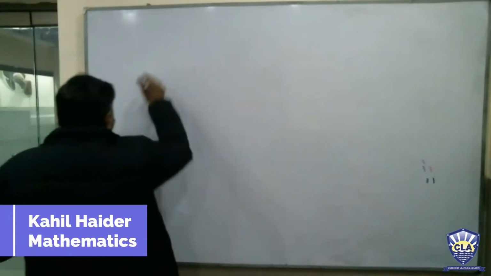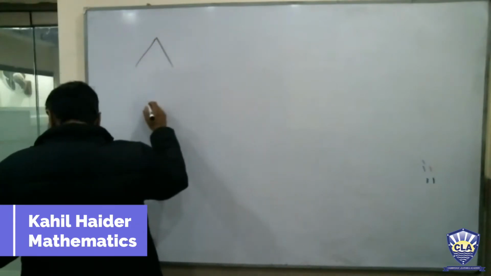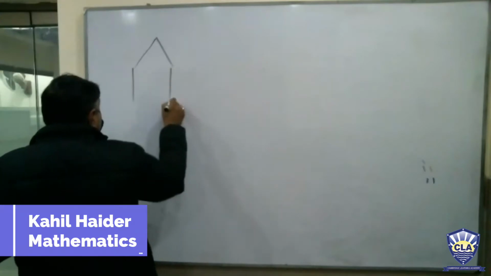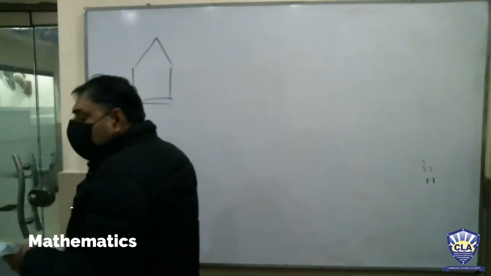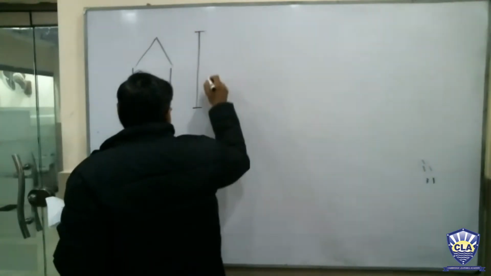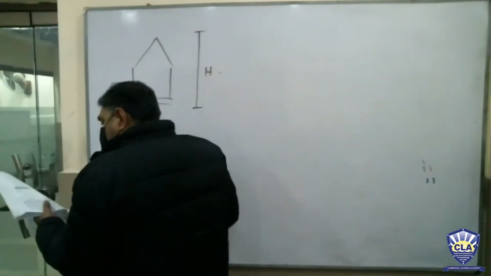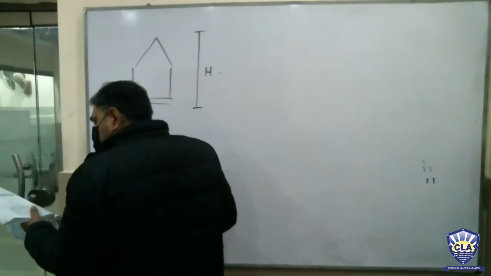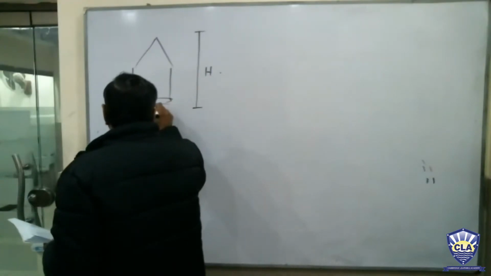Question which we did. In this question, only a cone and cylinder, in which the complete height is h and the radius is r.